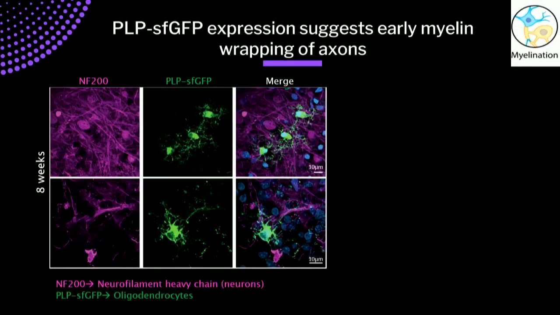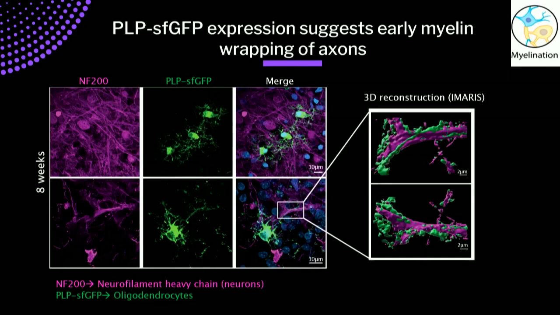Then we stain our brain spheres with neurofilament heavy chain to show the close interaction and the functionality of the protein after the genetic screening. And we can see the close interaction here with the axons and the endogenous protein, and then this is a Z-stack, and doing a 3D reconstruction, you can see the nice wrapping of PLP around the axons, suggesting early myelin. This is at 8 weeks.